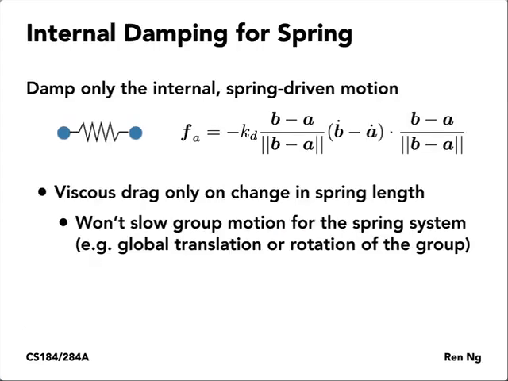The net of this is a force that only acts in the opposite direction of the internal motion of the spring, and will tend to slow down that motion. But if the spring is rotating, for example, in space, this force is not going to slow it down. So this is specific to internal damping.